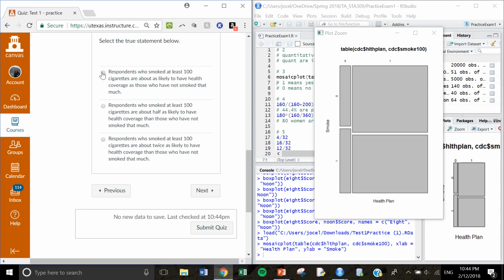So we are going to say respondents who have smoked at least 100 cigarettes are about as likely to have health coverage as those who have not smoked that much. So this means smoking and health plan, whether you've smoked or not, health plan is pretty independent of whether you have smoked or not.